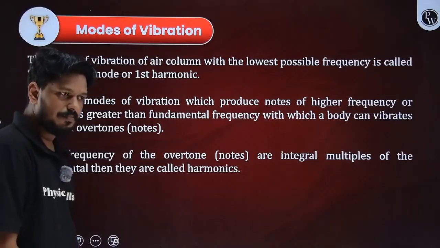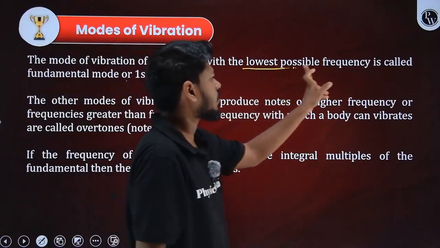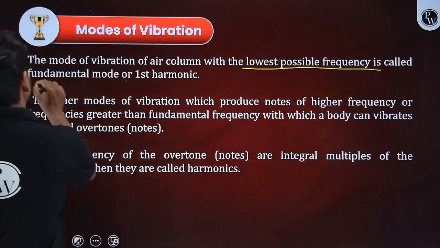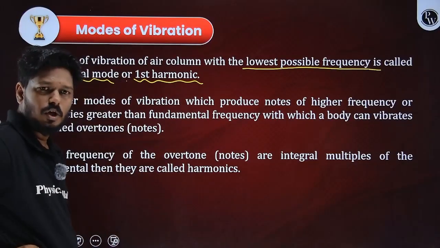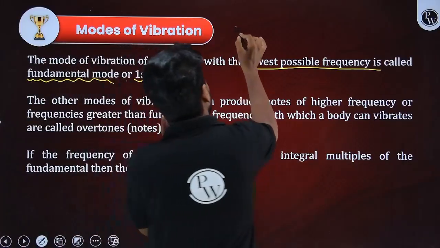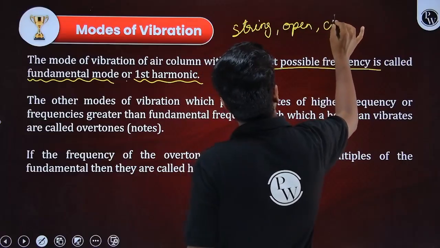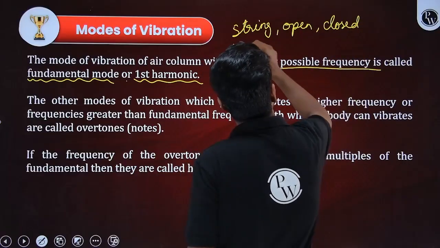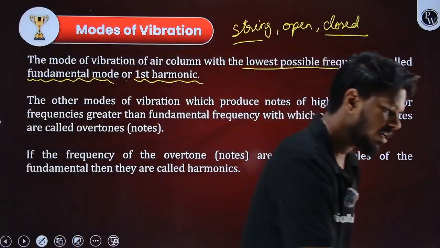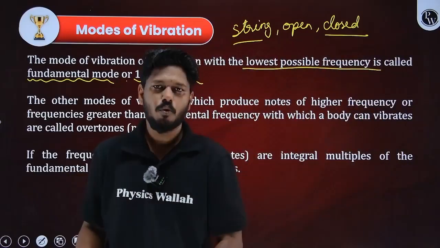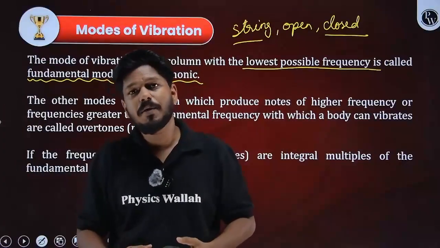So, modes of vibration. The minimum frequency, the lowest possible frequency, is called the fundamental mode or first harmonic. We are going to see this vibration for three things: one is for a string, another one is for an open pipe, another one is for a closed pipe. I am going to teach string and closed first, because string and closed are almost the same. In a string, both ends are closed, so the particle has to vibrate in between only.